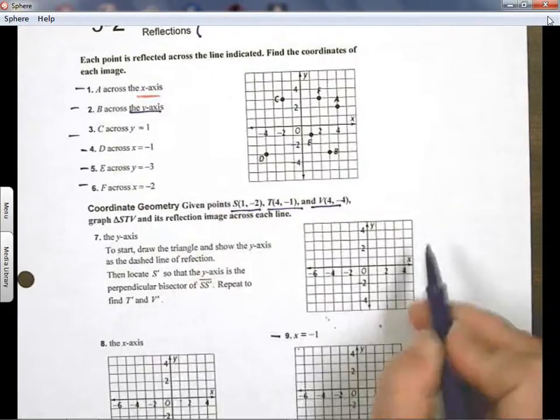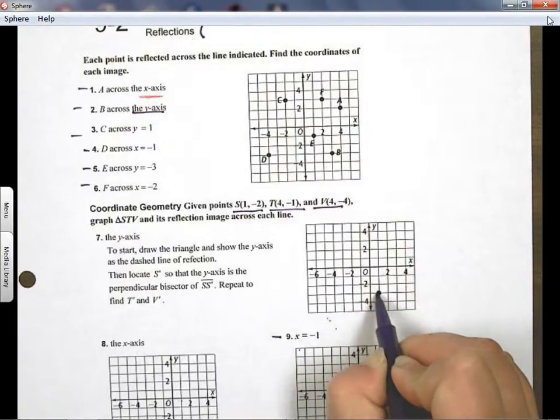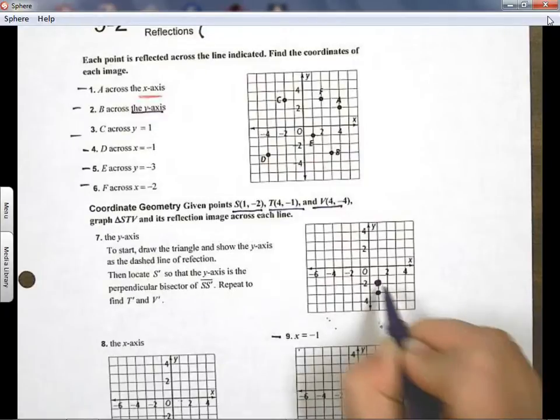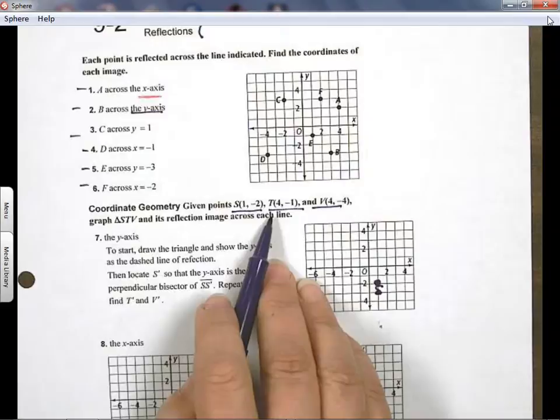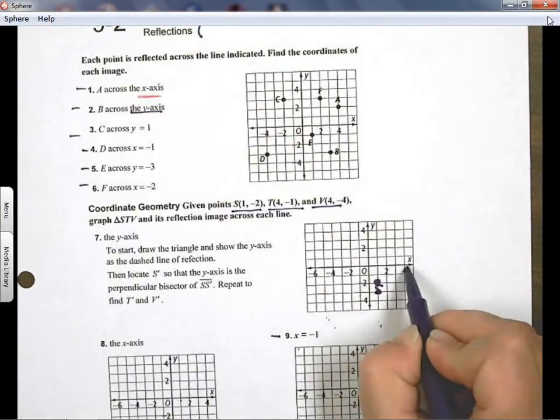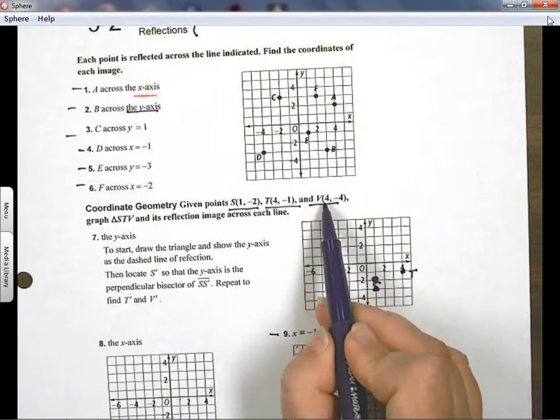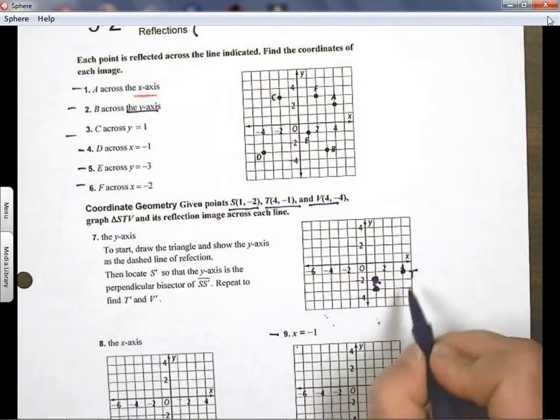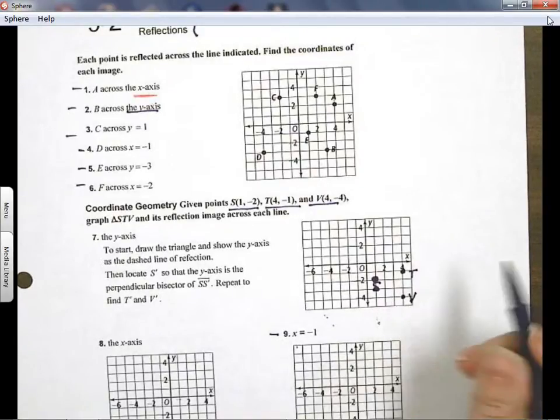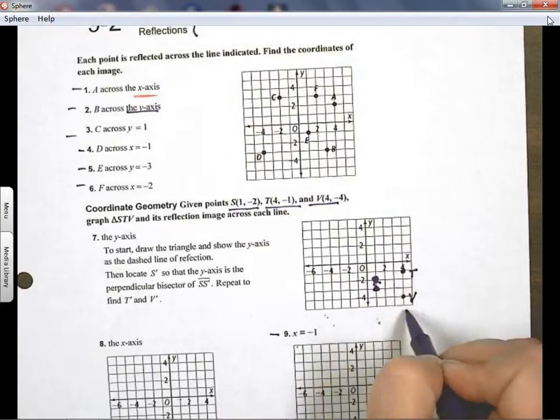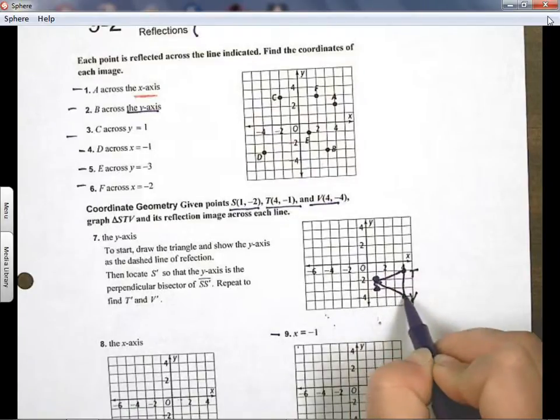So here's my S value. It's at a +1, -2. Oh, that's -3. That's -2. And that's my S. And this is +4, -1. And so that is T for my pre-image. And V is +4, -4. And that is V of the pre-image. So S, T, V. And we have a triangle here. Okay?